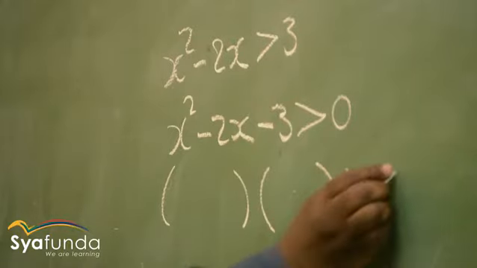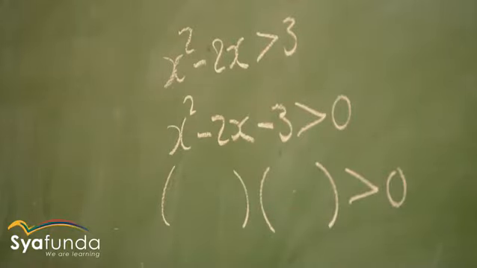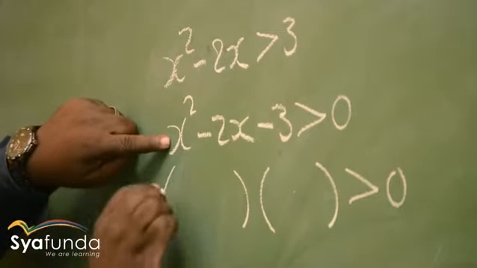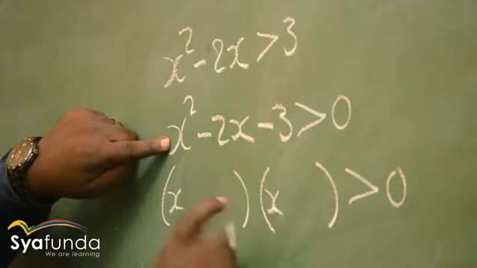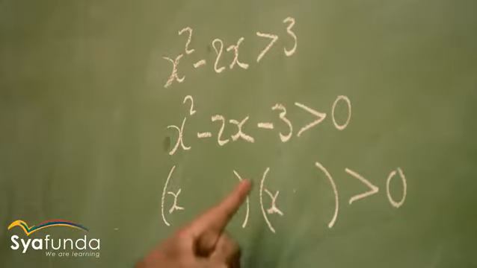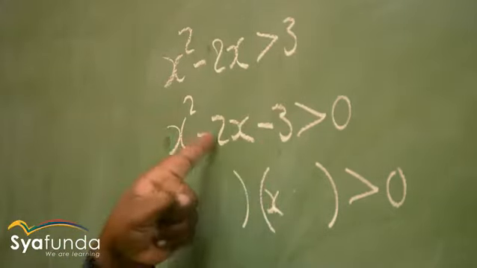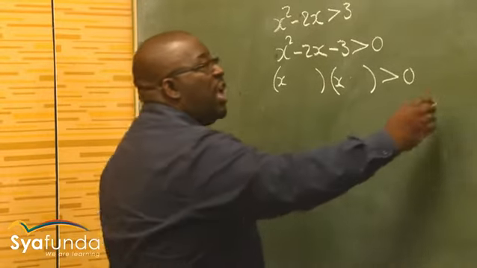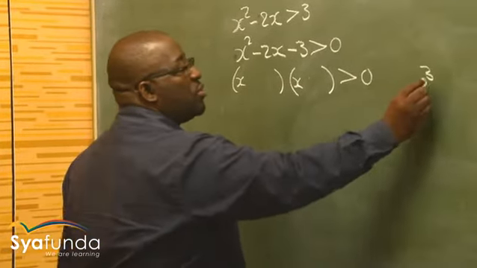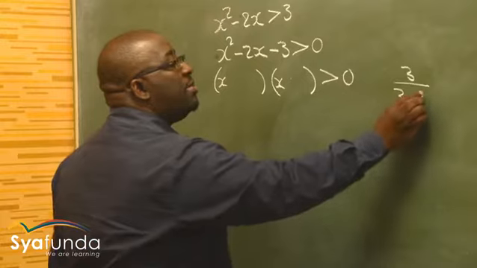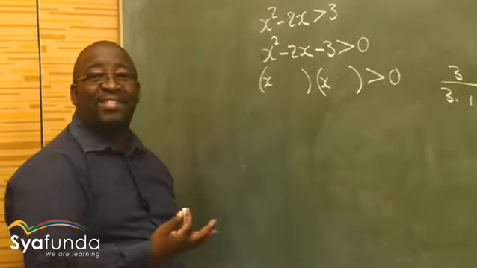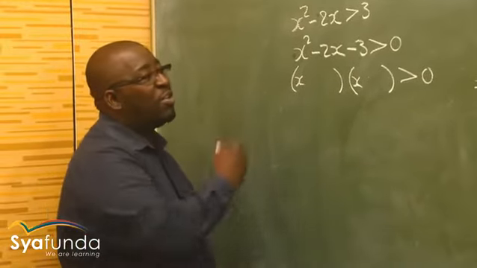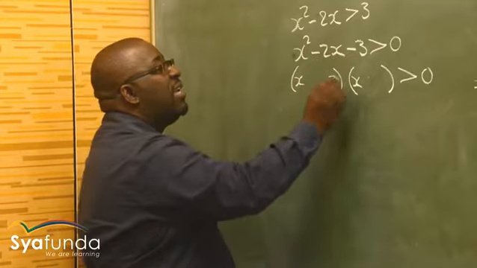Remember, this must be greater than 0. Let us factorize. What are the factors of x squared? It is x times x. They will give me x squared. I'm going to look for factors of 3 that will give me 2. Remember the factorization. I'm looking for factors of 3 that will give me 2. 3 times 1. Oh, there are only 1 factors. It is 3 times 1. Fortunately for us, we've got only 1 factors of 3. It is 3 and 1.